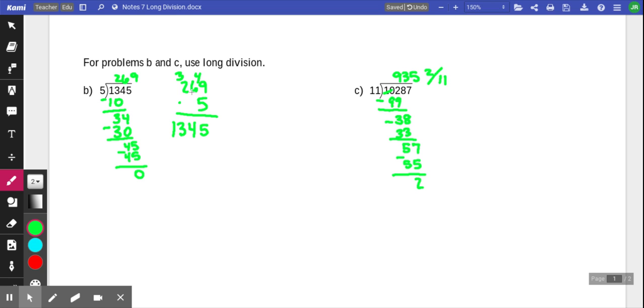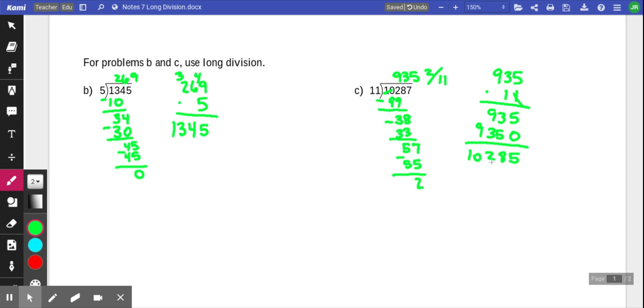And then just like when we had a nice integer value, we can also check to see if this works. So what we would do is we would take 935, we'd multiply that by 11. That's going to give me 5, that's going to give me 3, that's going to give me 9. And now I'm going to multiply by this 1, and I'm going to get 5, and I'm going to get 3, and then I'm going to get 9. We add those together, that's 5, that's 8, that's 12, carry the 1, that's 10.